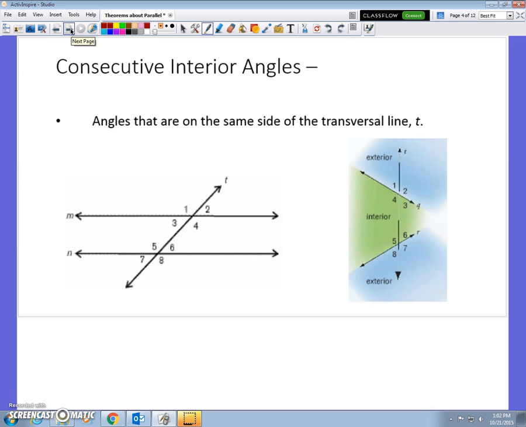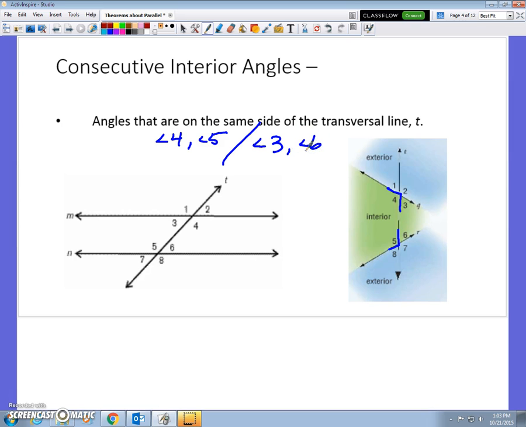Consecutive interior angles are angles that are on the same side of the transversal line. So I've got two diagrams this time. I'm going to show you over here, once again, since we already identified our transversal as this guy right here. Consecutive interior angles would be like angle 4 and angle 5. They're on the same side of the transversal line, and they're both interior angles. So we would pair angle 4 and angle 5 together. Or we could pair angle 3 and angle 6. They would also be consecutive interior angles.